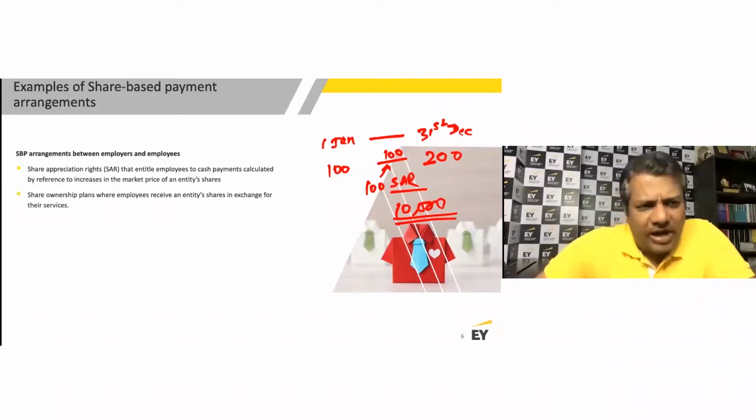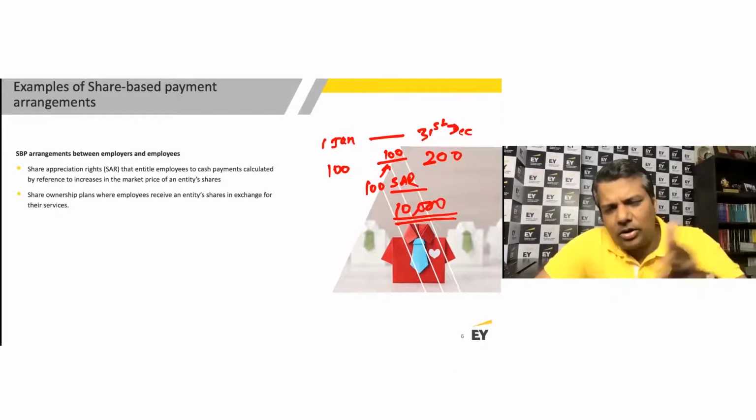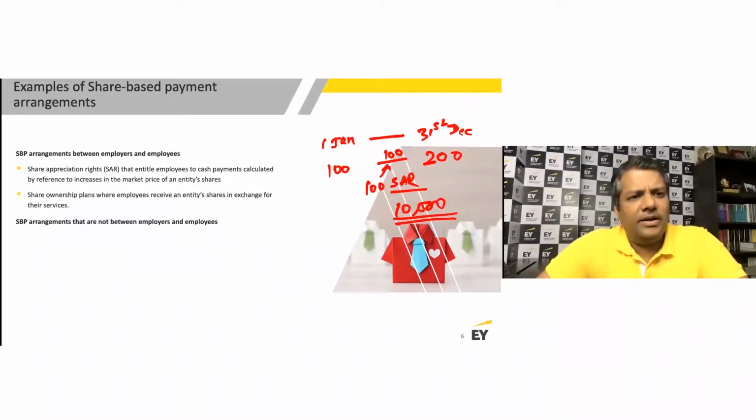Now, there could be share ownership plans where employees receive an entity's shares in exchange for their services. So you will be issued the shares themselves as opposed to receiving cash. This is called a share-based payment, a share settled payment arrangement. Either you have a cash settled or a stock settled payment arrangement.